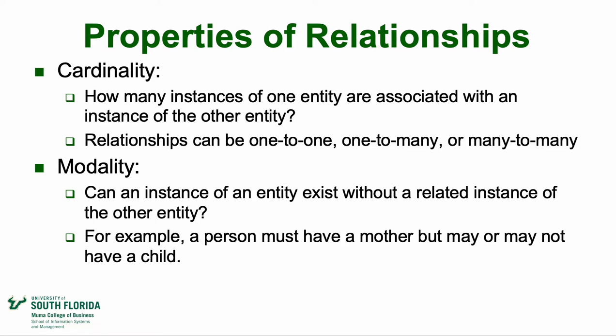As said, cardinality involves the question how many instances of one entity in a relationship are associated with an instance of the other entity. Relationships can be one-to-one. In non-polygamous cultures, a person can have only one spouse. One-to-many: a woman can have multiple children, but each child has only one mother. Or many-to-many, for example, a professor can teach multiple courses, and a course can be taught by multiple professors.